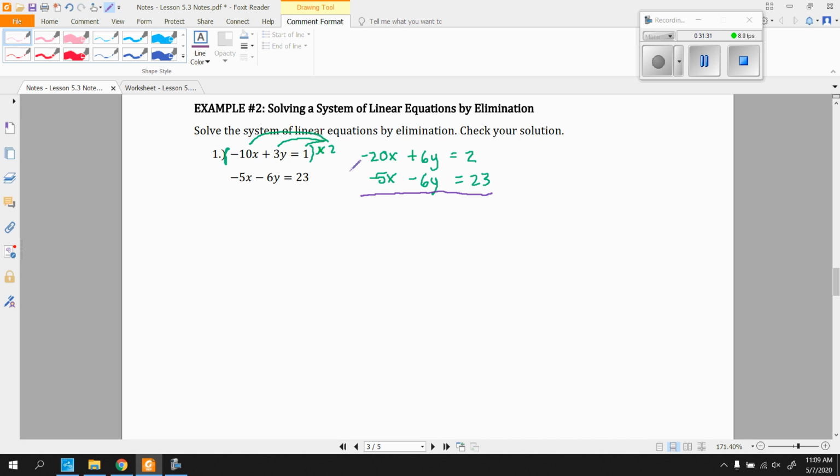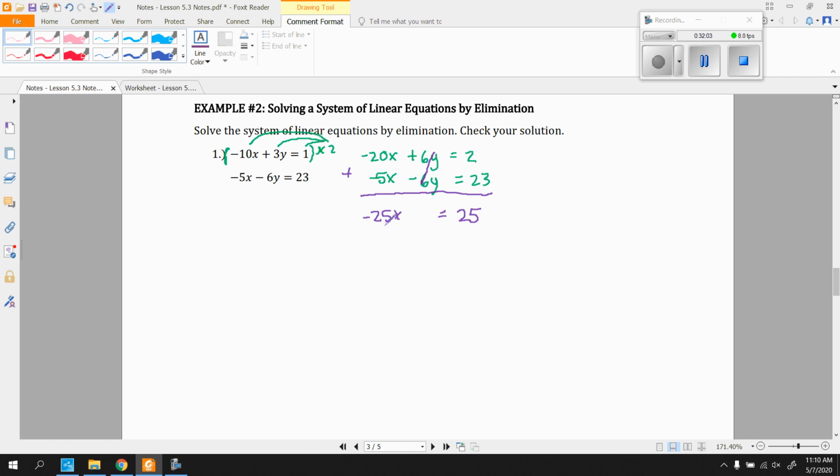So here's what, I'm already up to step 2. Add your columns. Be careful. What's negative 20x plus negative 5x? Negative 25x. What is 6y plus negative 6y? 0. It eliminates. What is 2 plus 23? 25. Hey, look at that. We eliminated one of our variables. We could not have done that from the get-go. That wouldn't have happened if we just added right off the bat.